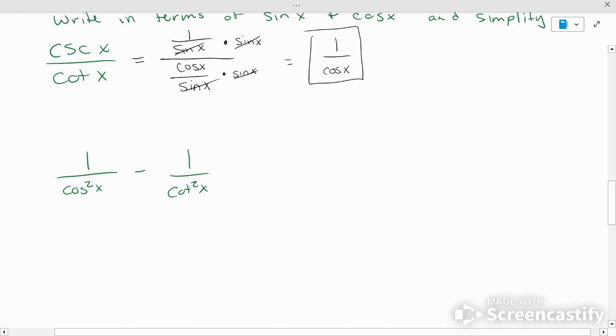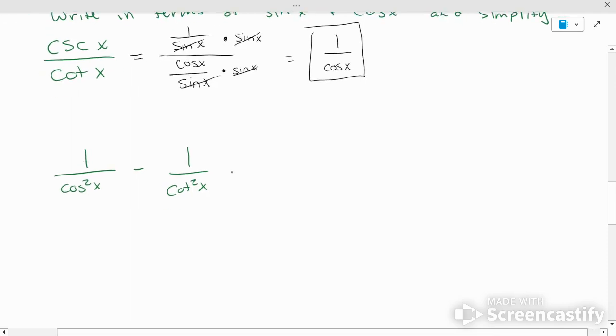All right. I have 1 over cosine squared of x minus 1 over cotangent squared of x. Do they have a common denominator? No, I can't add or subtract fractions until I have a common denominator. Now the first one's already in terms of cosine. 1 over cosine squared is in terms of cosine. The second one is not. Cotangent squared is what over what?